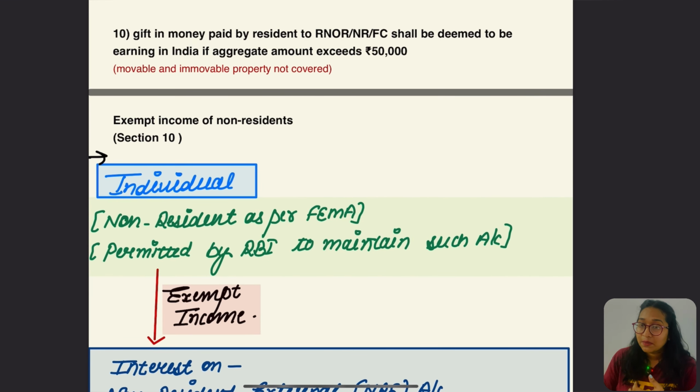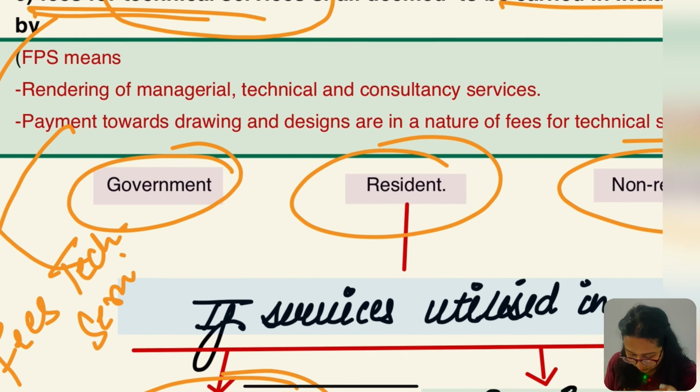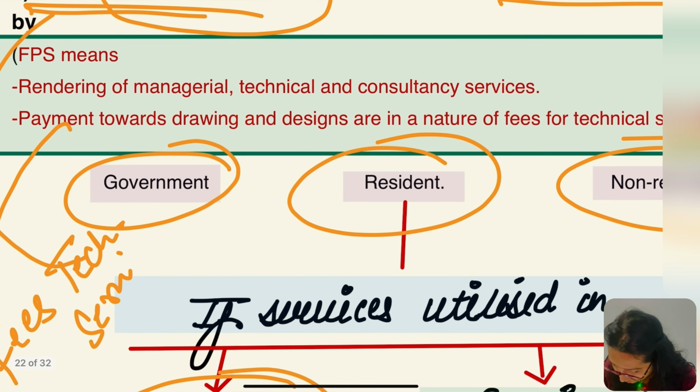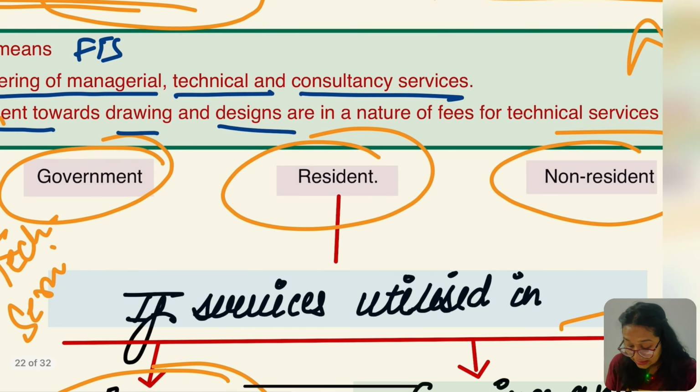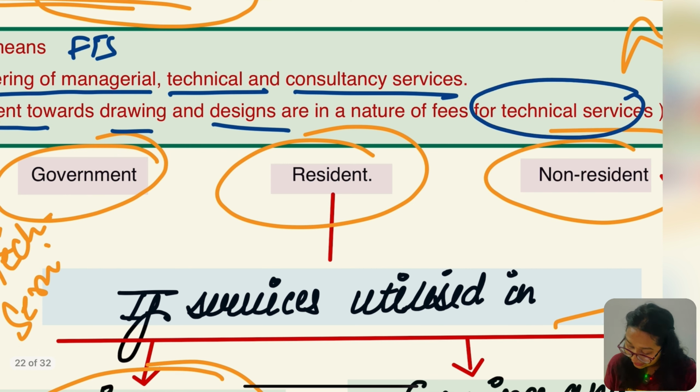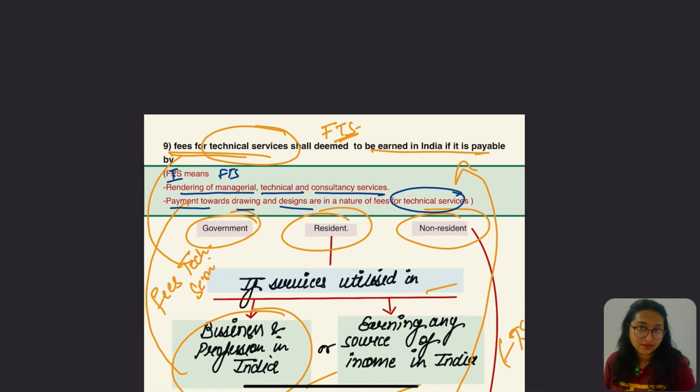So there were three similar points, which were interest income, royalty, we know the meaning of royalty, and FTS. Now, yes, I left one point, which is the meaning of FTS. Okay, FTS means rendering of managerial, technical, consultancy services. The other point says the payment toward drawing and designing are in the nature of fees for technical services. Hope the meaning of royalty and FTS was clear to you.